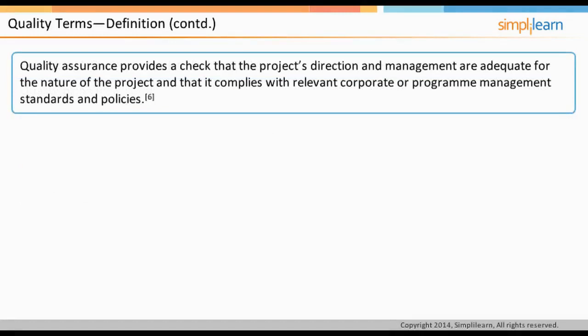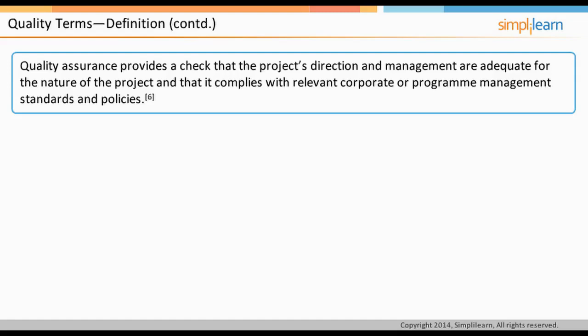Quality assurance ensures the project's direction and management are adequate for the nature of the project, and it complies with the standards and policies of the corporate management. In fact, quality assurance activities are outside the scope of PRINCE2, as it is the responsibility of the corporate or program management organization.